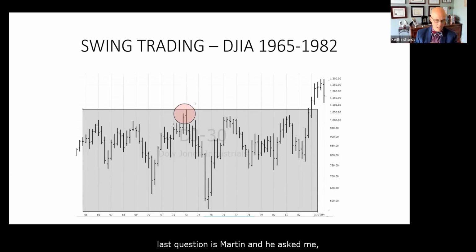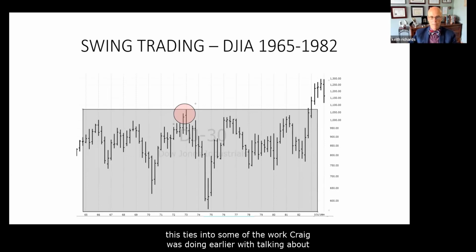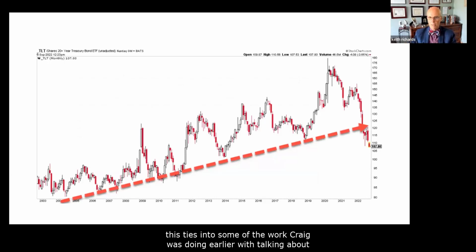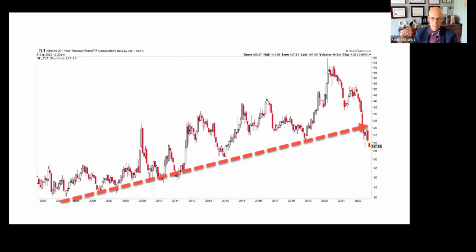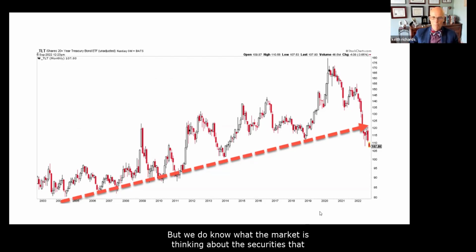Second last question is from Martin. And this ties into some of the work Craig was doing earlier with talking about interest rates. Well, as we said, we don't predict interest rates, but we can certainly look at trends for bonds because this is crowd behavior. Remember, we don't know what the Fed's going to do because that's just a group of whatever, 10, 15 people in a room. But we do know what the market is thinking about the securities that trade off of, in this case, long-term interest rates. This is the TLT, the US 20-year bond. And you can see it was in a monster size uptrend since the early 2000s, right after the 2001 tech crash, and it's been in that, with plenty of tests along the way.